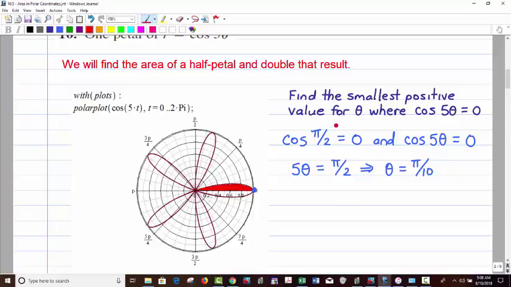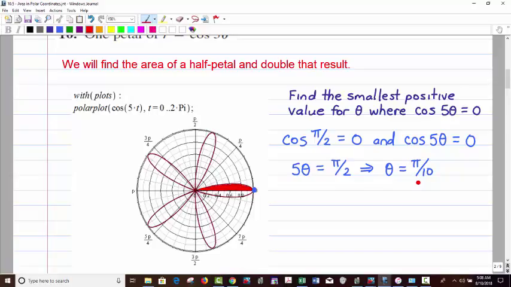So here's how we do this. We know we're going to start with 0, and I'm looking for the first time that cosine is going to hit a value of 0 on the unit circle, and it's going to be pi over 2. So if I know that cosine of pi over 2 is 0, and if cosine of 5 theta equals 0, all I do is set pi over 2 equal to 5 theta, and then I solve for theta, so it's going to be pi over 10.